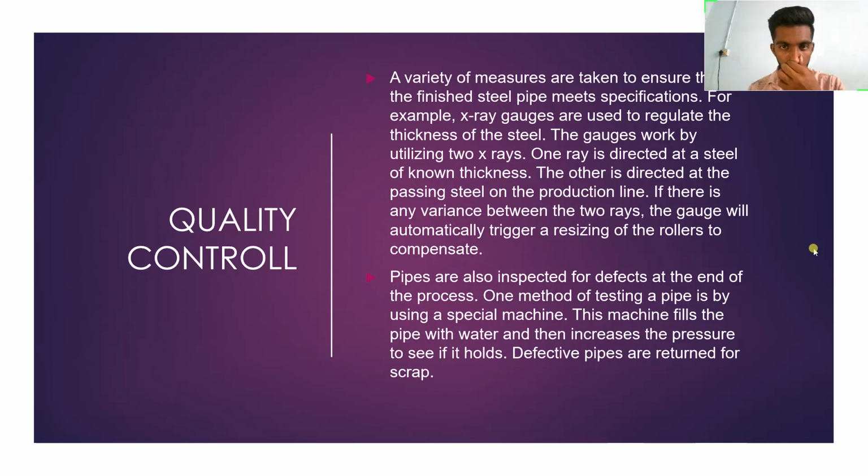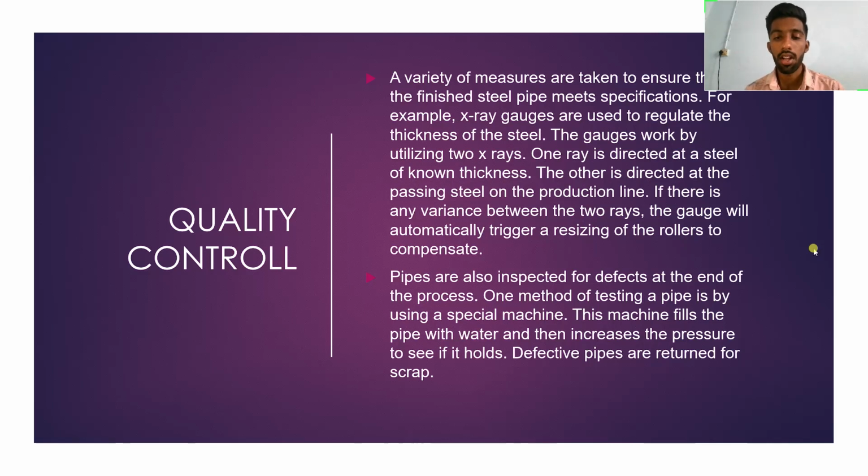Quality control. Next point is quality control. A variety of measures are taken to ensure the final steel pipe meets specifications. For example, X-ray gauges are used to regulate the thickness of the pipe. The gauges work by utilizing two X-rays. One is directed at steel of known thickness. The other is directed at the passing steel on the production line. If there is any variance between the two rays, the gauge will automatically trigger resizing of the rollers to compensate.